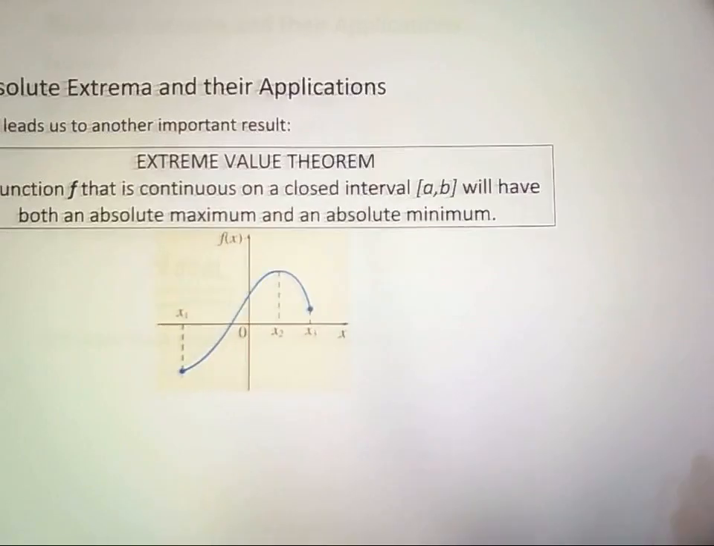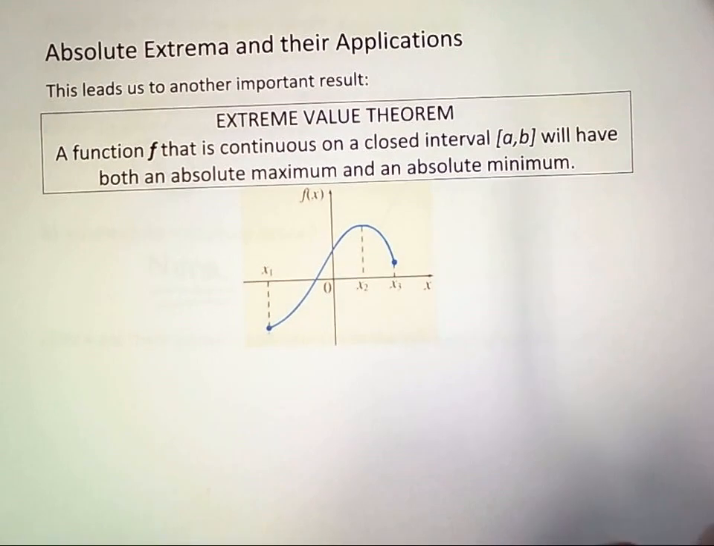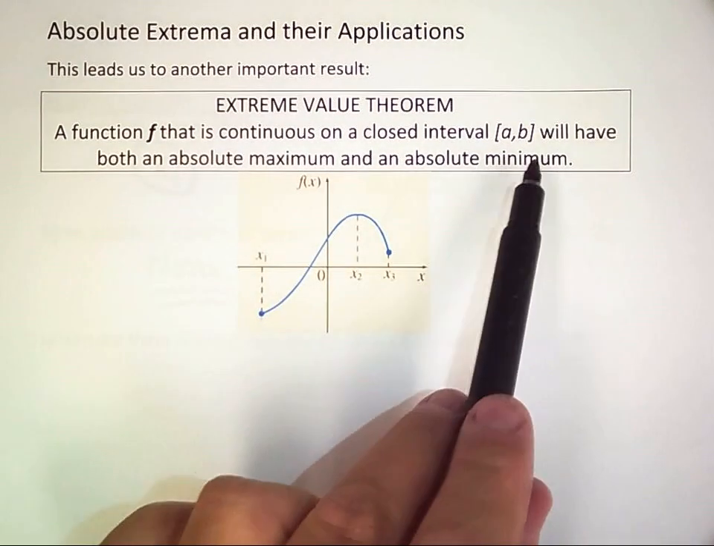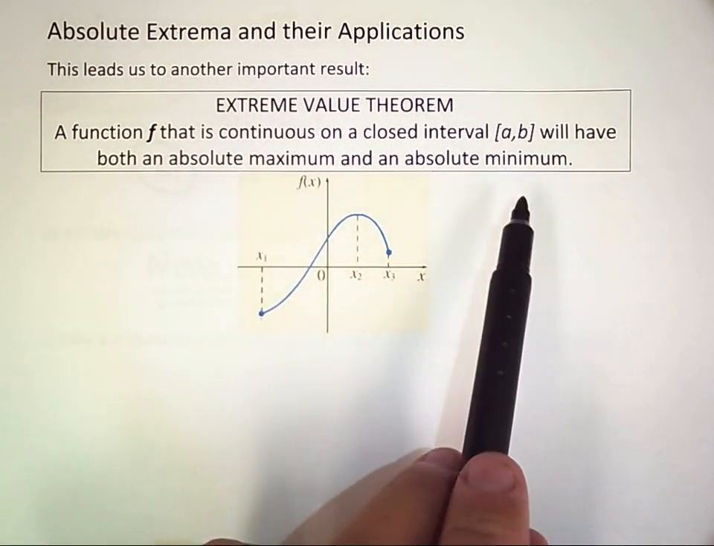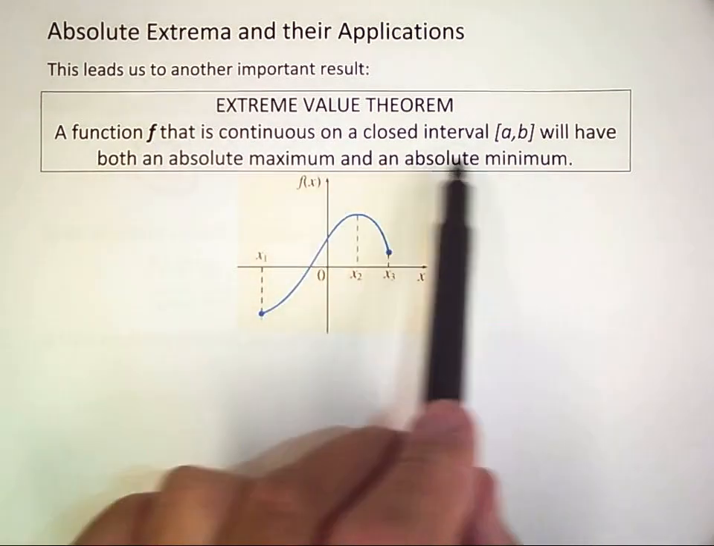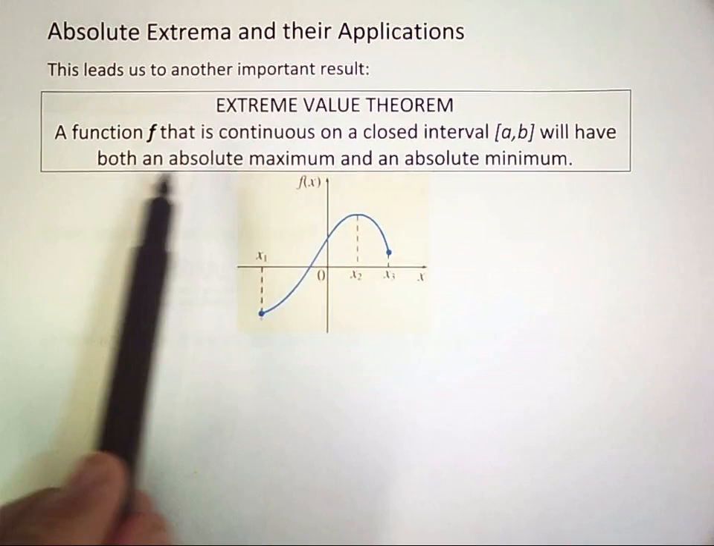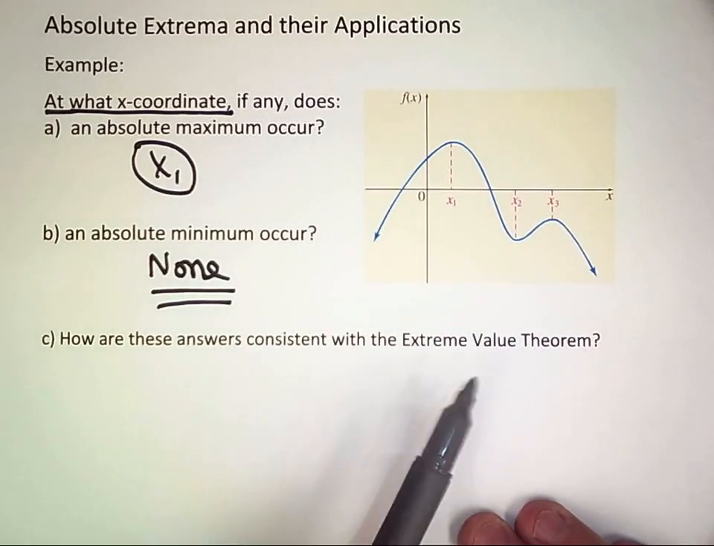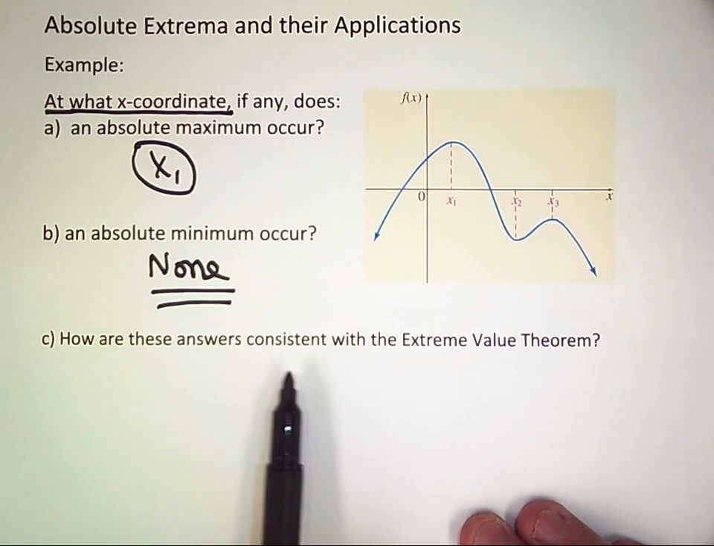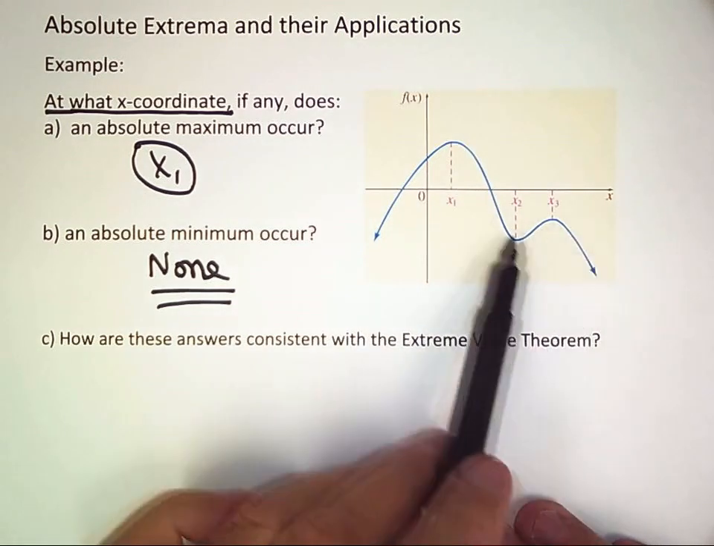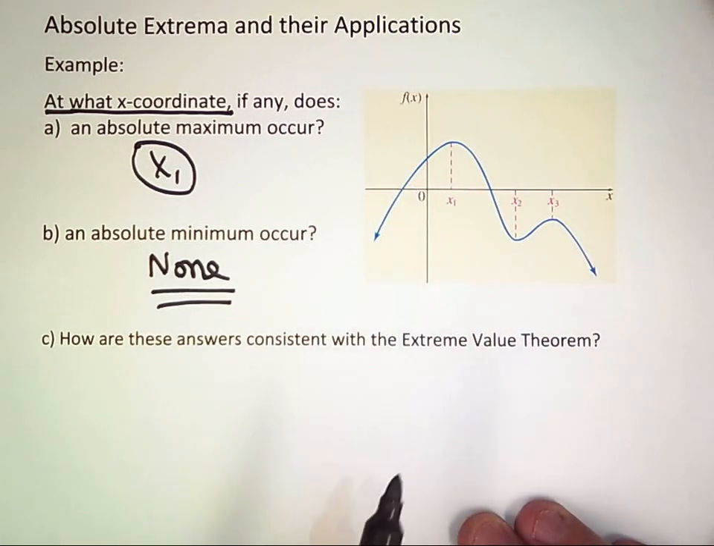Now recall that the extreme value theorem says that if a function is continuous on a closed interval, it will have both an absolute maximum and an absolute minimum. So there are two basic conditions. If the function is continuous and if it's on a closed interval, then it will have an absolute max and a min. This problem did not have a min, so why does it not violate the extreme value theorem? The answer is because although the function is continuous, it's not defined on a closed interval.